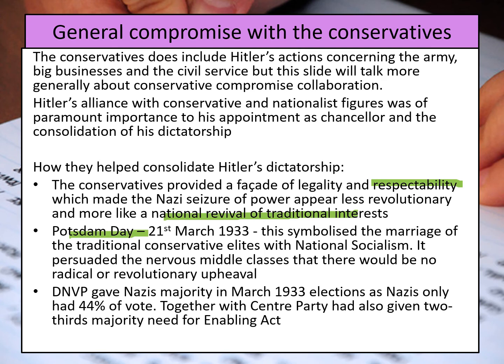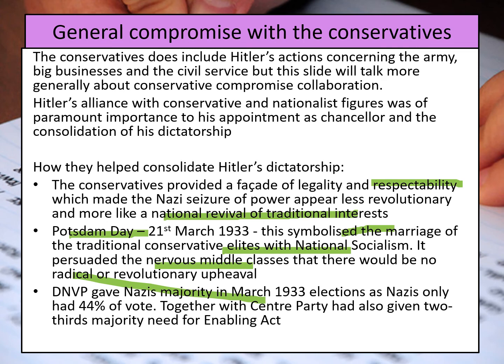This was basically a public meeting of Hitler with lots of conservatives, including people like President Hindenburg, von Papen, Hindenburg's son, even Kaiser Wilhelm II's son was there as well, which basically symbolised the marriage of traditional conservative elites with National Socialism. It was there to try and persuade the nervous middle classes that there would be no radical or revolutionary upheaval. Instead, the forces of old Germany were going to be working with this new force of Germany.